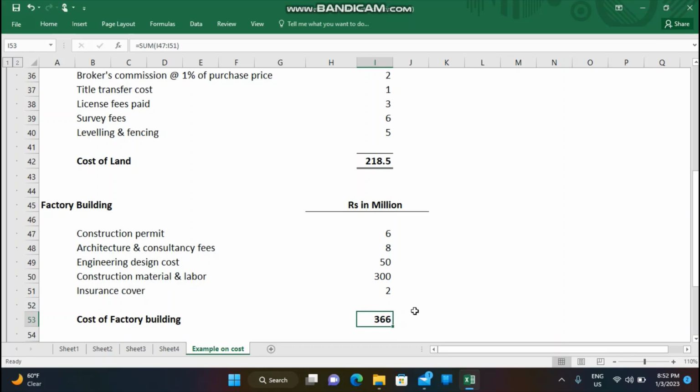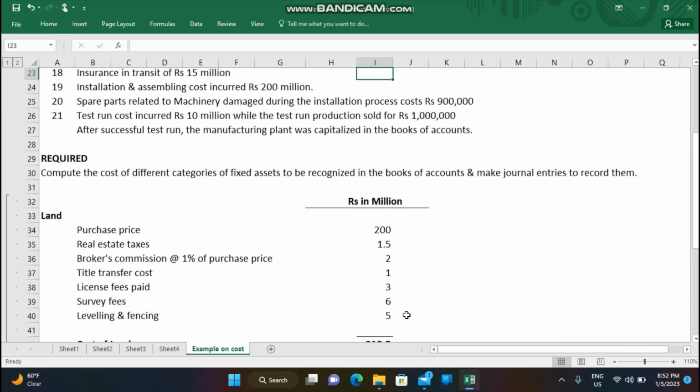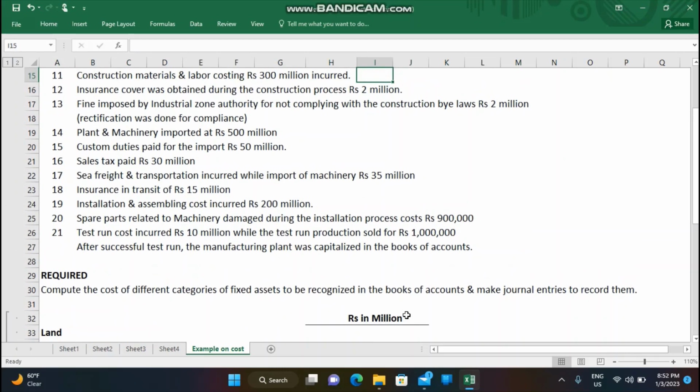So at this amount, I will recognize factory building as a fixed asset in my books of accounts. I have not included this penalty or fine imposed by the Industrial Zone Authority for not complying with the construction laws in this 366 million. So this was the cost of factory building. Now let's see what is remaining.